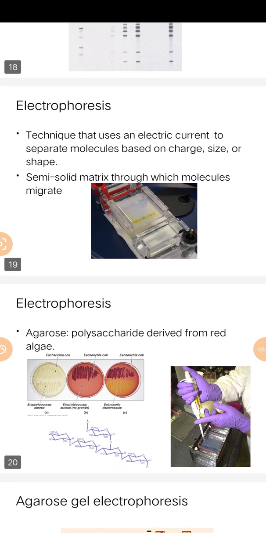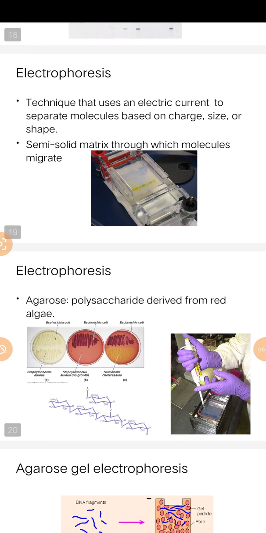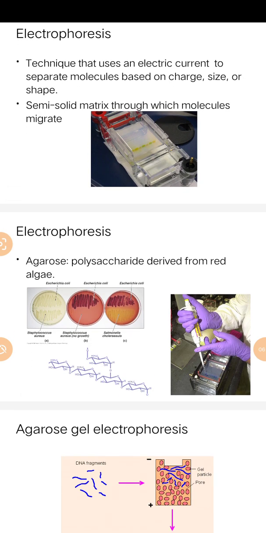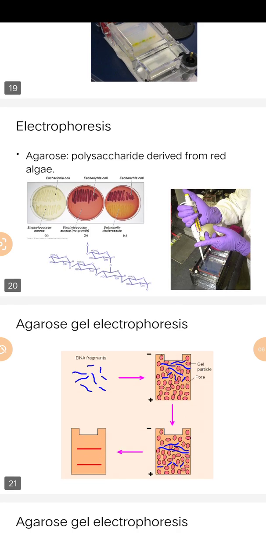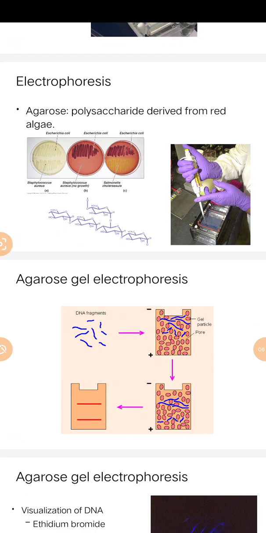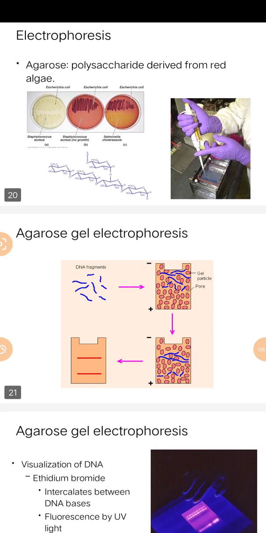Here is another technique, that is electrophoresis. Electrophoresis is the technique that uses an electric current to separate molecules based on charge, size, or shape. In electrophoresis, we use agarose gel, that is a semi-solid matrix through which molecules migrate. Agarose is a polysaccharide derived from red algae.